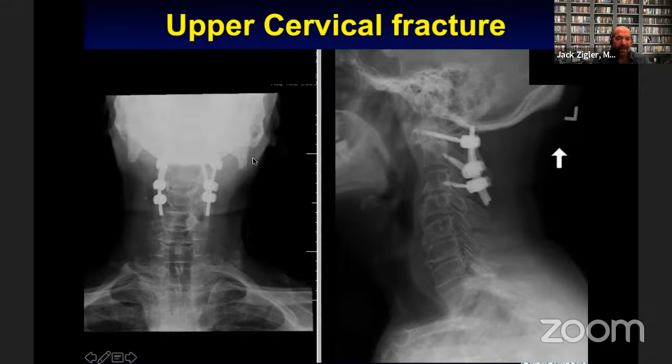It does add complexity. Also, a lot of patients have swallowing difficulties depending on where they're locked in with an occipitocervical fusion, that you don't have to worry about when you leave it available for motion.